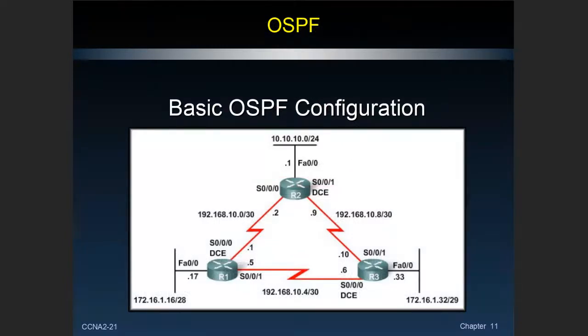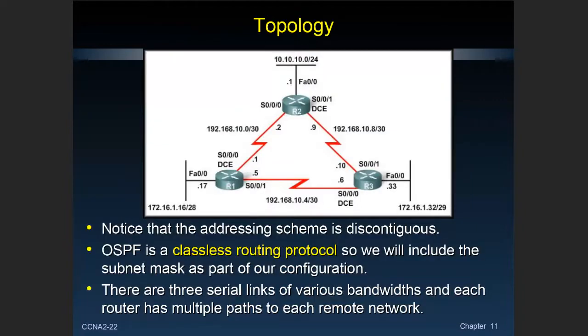Okay, let's look at basic OSPF configuration of these three routers. Each router has three interfaces: an Ethernet port and two serial ports. The IP address scheme they've come up with is a discontiguous network scheme, which means that some of the subnets are sort of split. The old RIP version 1 summarization was enabled by default, and that could cause a problem. We'd have to turn off automatic summarization. EIGRP summarization is now off by default. It used to be on.